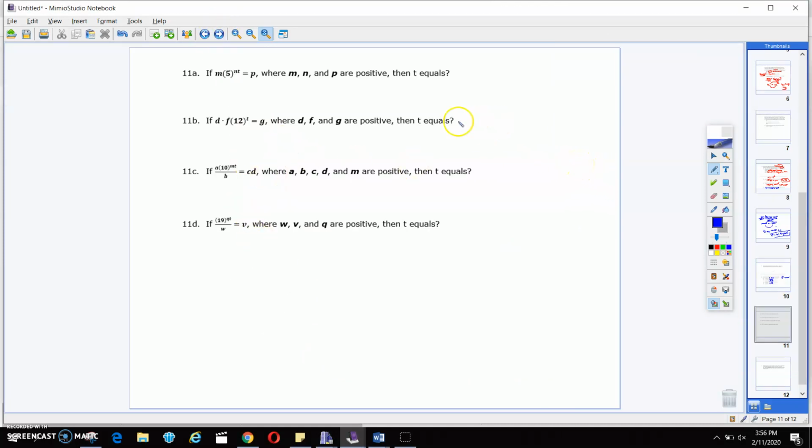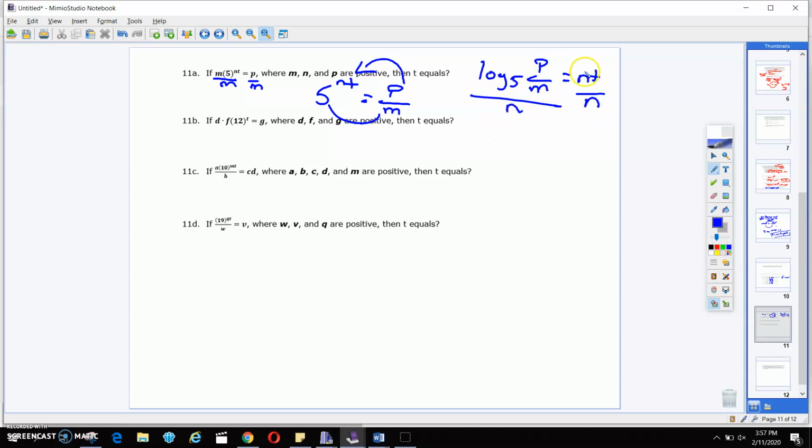11A. So what you're going to do on these is you're trying to get t by itself. The first thing you're going to do on this one is divide by m. So that's going to give you 5 to the nt equals p divided by m. Then you're going to put this in log form. So you're going to do the circle of life. This is going to be log base 5 of p divided by m equals nt. You're still trying to get t by itself, so you're going to divide by n on both sides. So that's going to be t equals log base 5 of p divided by m, divided by n. That looks like a mess, but that's the right answer.